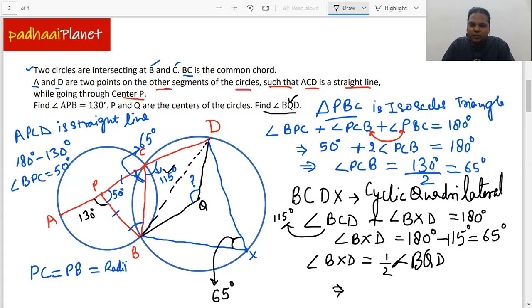So here we can simply find out the value of angle BQD, and that's 2 times angle BXD, which is equal to twice the angle 65 degree, and that's 130 degree. So that's the answer.